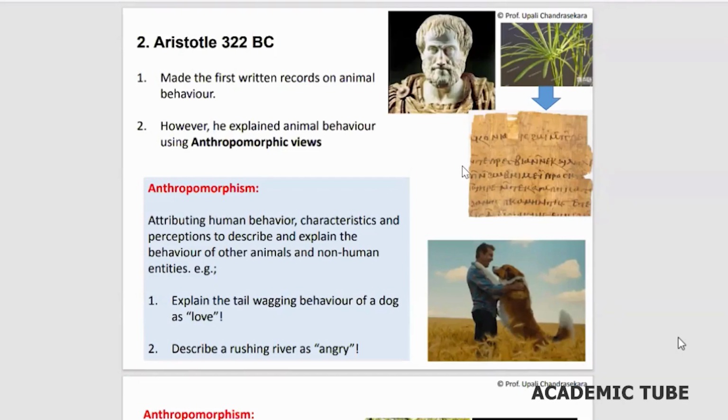Now, this is what you call anthropomorphism. Attributing human behavior or characteristics and perceptions to describe and explain the behavior of other animals and non-human entities.